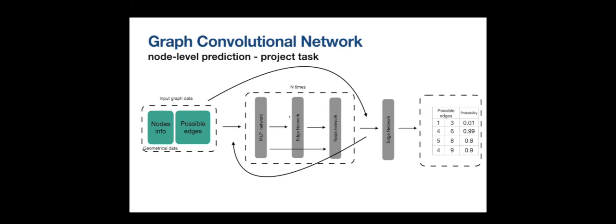But in our case, everything is a bit simpler. So we take node info and possible edges. In node info, we currently have only geometrical data, but this will be expanded in the future. We apply n times a combination of message passing layer networks, also an edge network and a node network. In the end, we have a node network, which predicts the probability of certain edges being connected between the nodes.